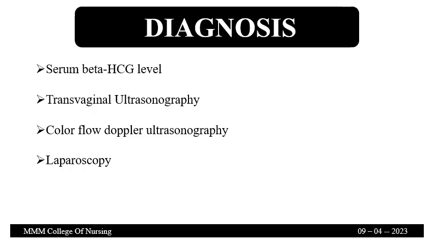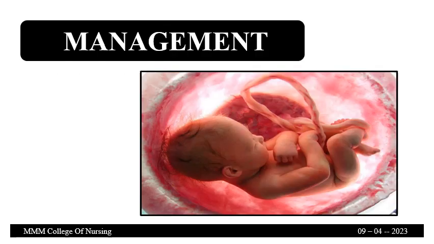How to correctly diagnose, how to confirm the diagnosis, is by checking the serum beta HCG level, transvaginal ultrasonography, color flow Doppler ultrasonography and laparoscopy. These are the definitive measures for diagnosis.